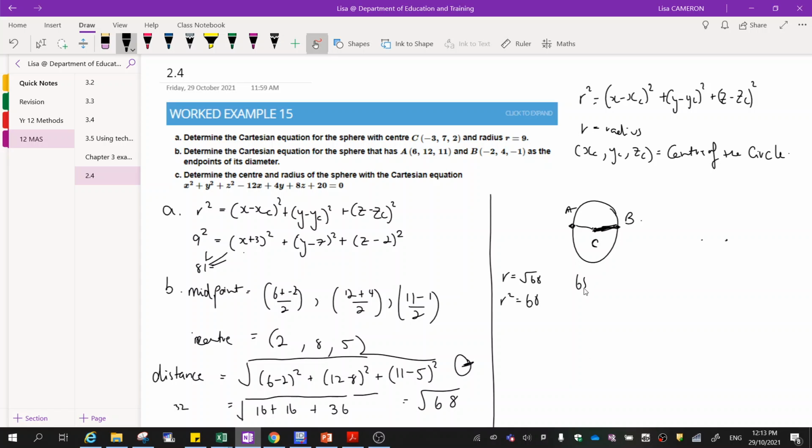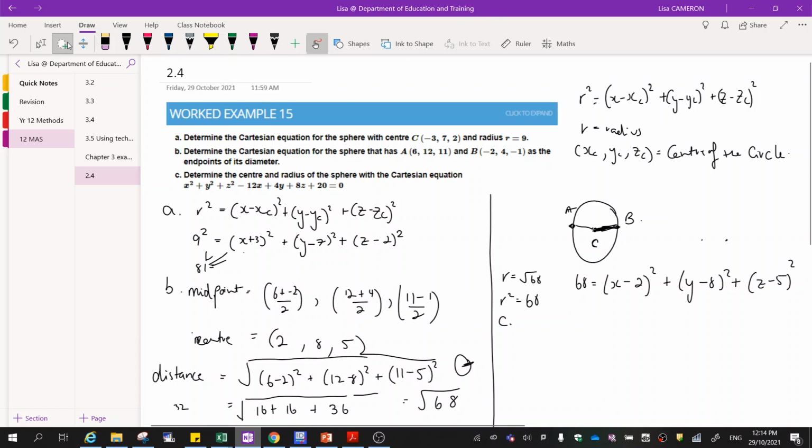So I'm going to have 68 is equal to (x minus 2) squared plus (y minus 8) squared plus (z minus 5) squared. And that's going to be the Cartesian equation of this information that we've got right there. Okay, so next one we want to do is C. We're going to determine the center and radius of a sphere with this Cartesian equation.